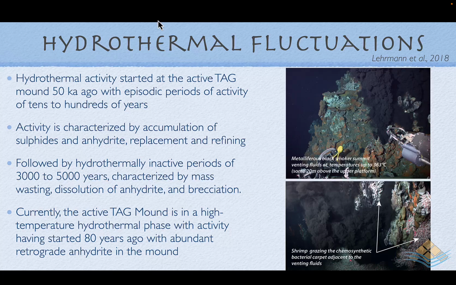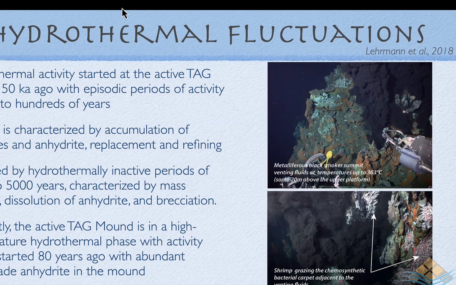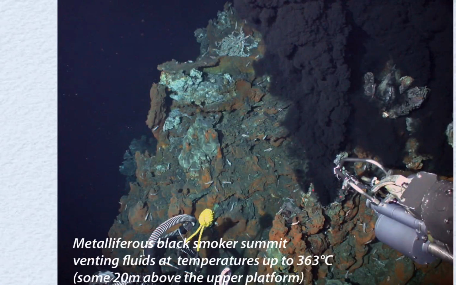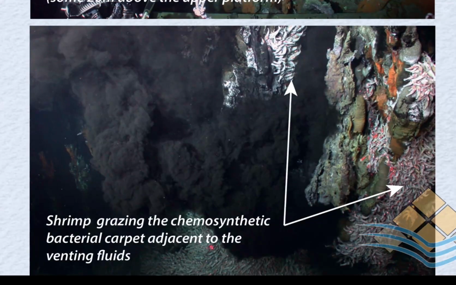Tag Mound is characterized by metalliferous black smokers at the crest of the mound with temperatures of up to 363 degrees and the escaping brines, and that summit is about 20 meters above the level of the upper platform position on Tag Mound. We also see something else here in the lower image that's quite interesting. Those white sausage-like features are shrimp. They're 4 to 5 centimeters long. They are grazing on the chemosynthetic bacterial carpet adjacent to these venting fluids. And we discussed the biology of these systems when we looked at life in saline environments in that free course on the Saltwork website.